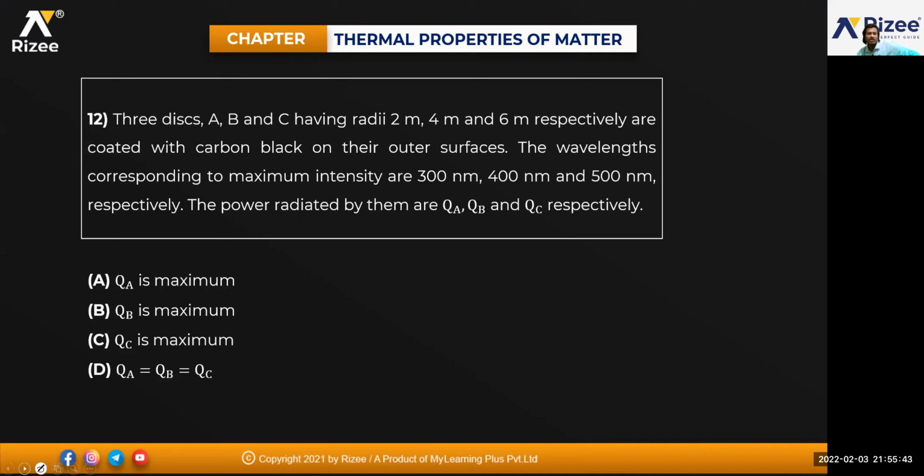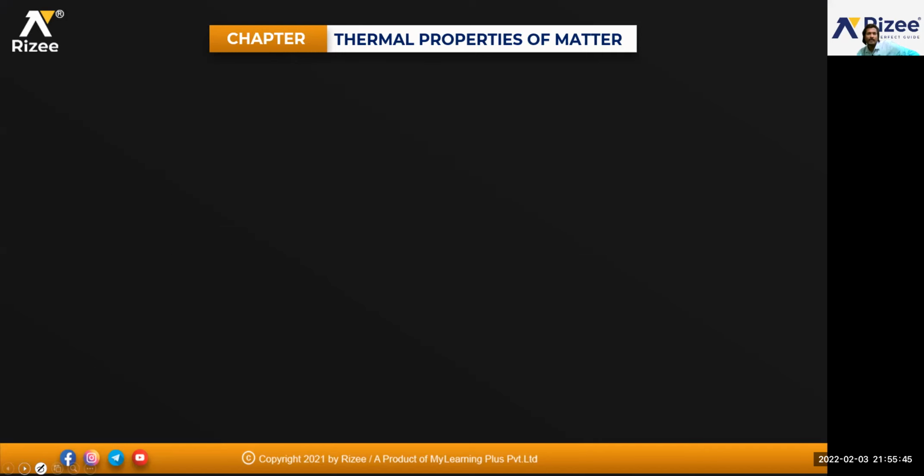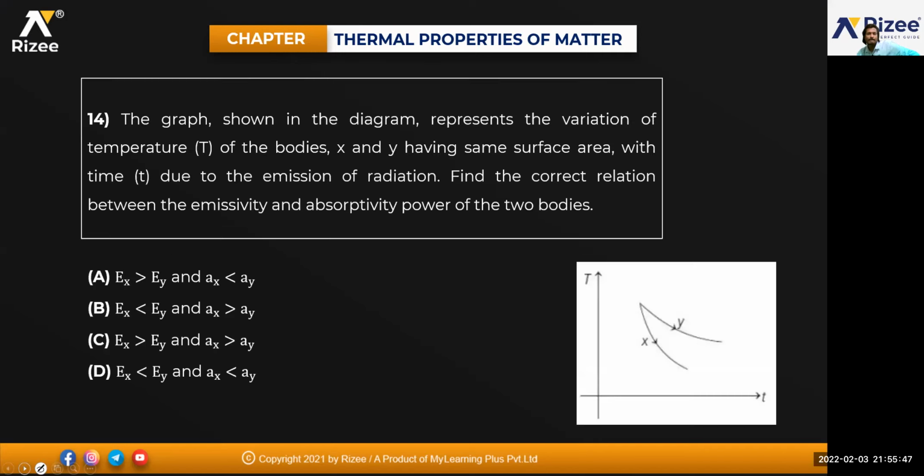Next one. This we can try out once. Yeah, this graph you see better. Very important graph. Can anyone try it better? The graph shown in the diagram represents the variation of the temperature of the bodies X and Y having the same surface area with the time t due to the emission of radiation. Find the correct relation between the emissivity and absorptivity power of the two bodies.